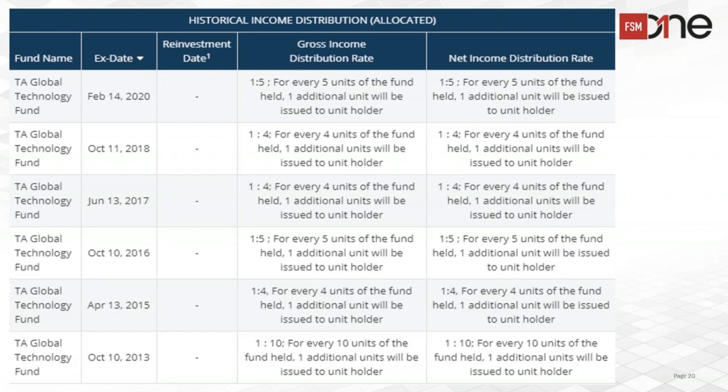For example, for the latest unit split of 1 to 5, which means for every 5 units of the fund you hold, you will get an additional 1 unit, the NAV of the fund will drop 16% accordingly, by using this formula, 1 divided by 6. Last month, we did a webinar with the topic of dividend in unit trust investment, and I also explained the dividend myth in the last session. So I will not touch too much on it in this webinar. If you missed the webinar, you may email us and request the recording of the past webinar.